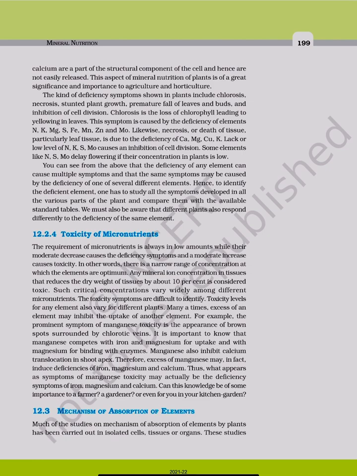You can see from the above that the deficiency of any element can cause multiple symptoms and that the same symptoms may be caused by the deficiency of one of several different elements. Hence, to identify the deficient element, one has to study all the symptoms developed in all the various parts of the plant and compare them with the available standard tables. We must also be aware that different plants also respond differently to the deficiency of the same element.